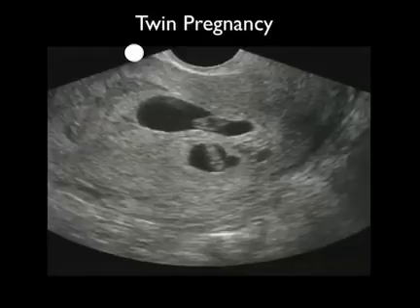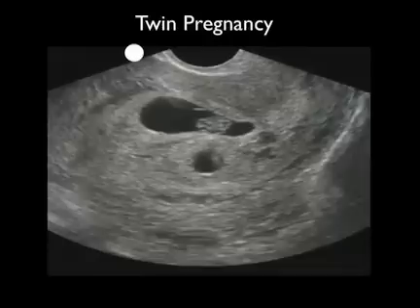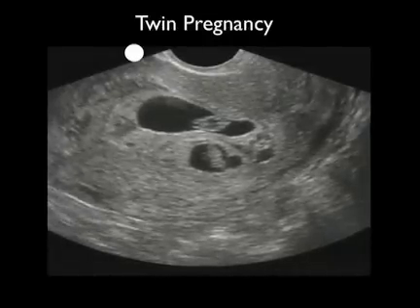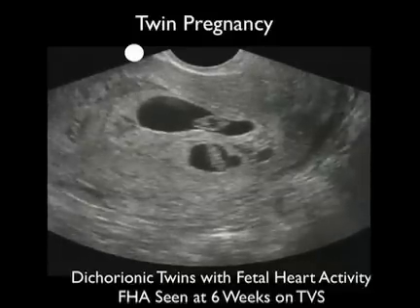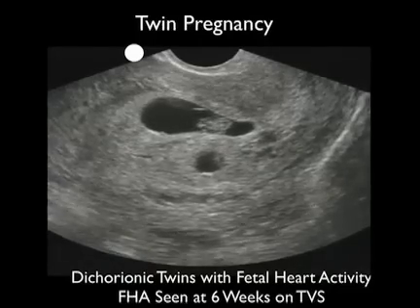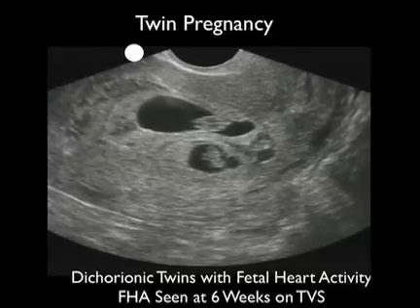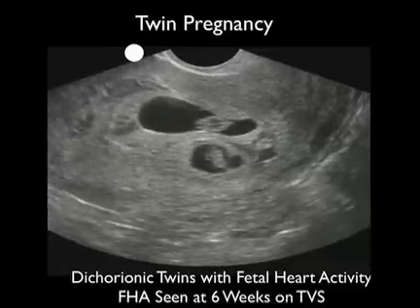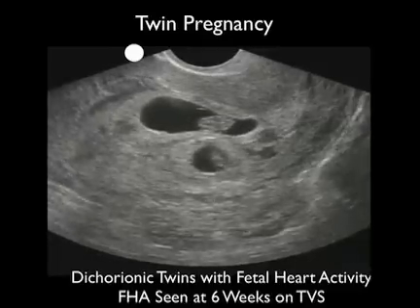Here's a video clip from a patient who had a twin pregnancy. Notice the presence here of two large gestational sacs, and within each gestational sac we can appreciate fetal poles, and notice that each fetal pole has a heartbeat. So we see dichorionic twins, twins with separate gestational sacs, each with fetal heart activity. As a general rule, fetal heart activity is seen at about 6 weeks on transvaginal sonography and a week later on transabdominal sonography.